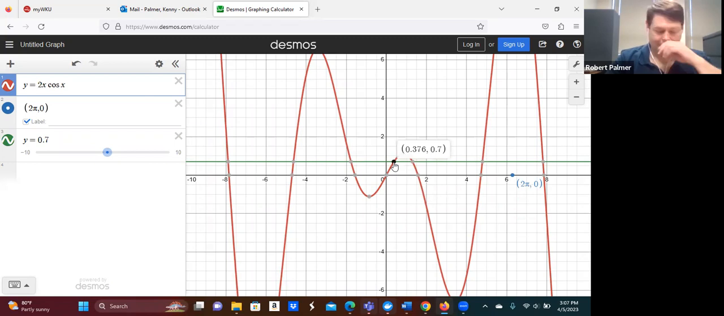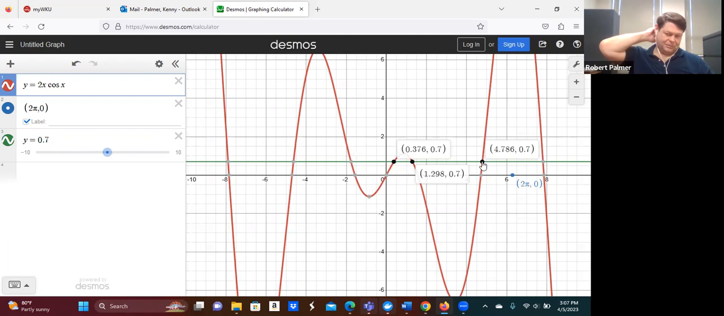Let me, hang on, I need a pencil so I can write that down. So it's the x coordinate of the point of intersection. One intersection is x equals 0.376. Another point is 1.298. And the third one in this range, you see there are more on either side, but just in that range, is 4.786. Those are approximately our 3 solutions in that range.